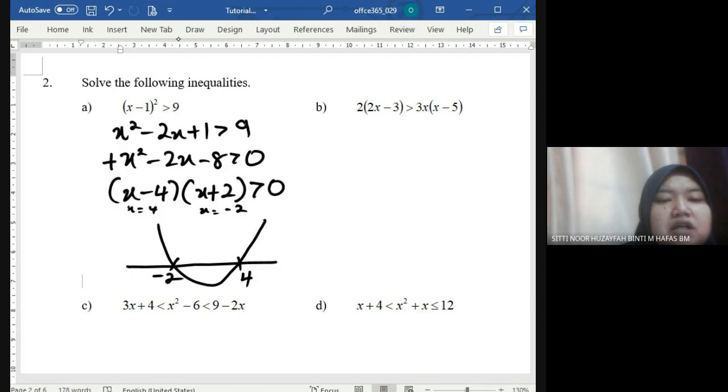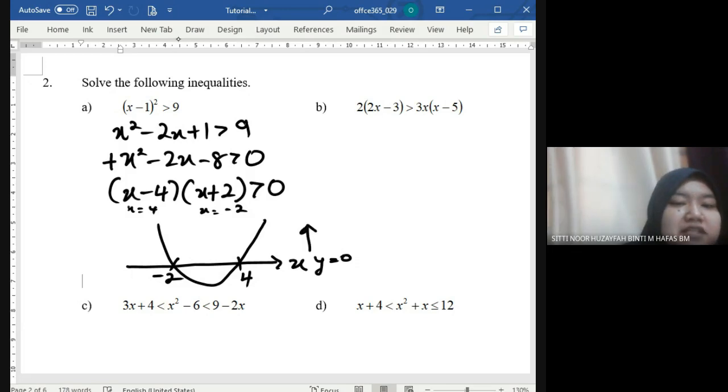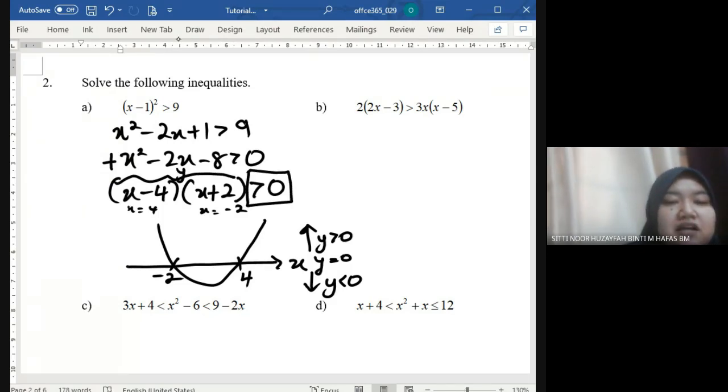So apa benda ni? Root ni dia berada di atas paksi X, bila graf kita cut through X axis. Okay, dia melalui paksi X. So maksudnya apa? Paksi X ni apa? Bila y sama dengan kosong kan? So atas paksi X nilai y dia lebih besar daripada kosong. Bawah paksi X nilai y dia lebih kurang daripada kosong. So semua ni adalah y kita. Kita nak y more than 0. Betul tak? So kita nak belah mana? Atas ke bawah?